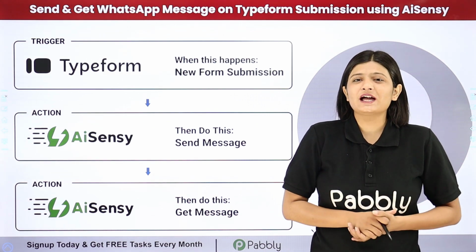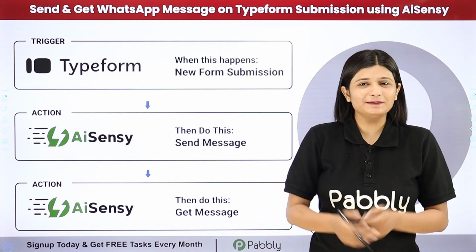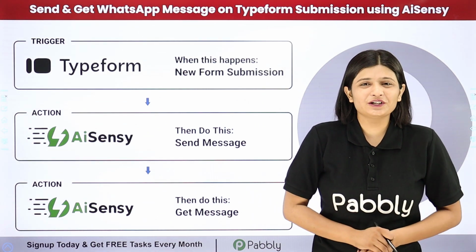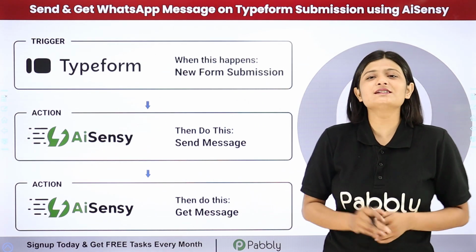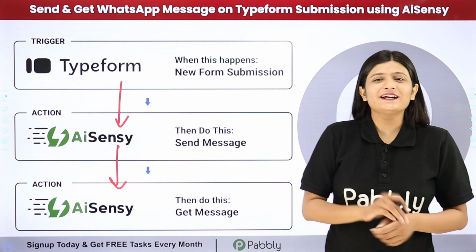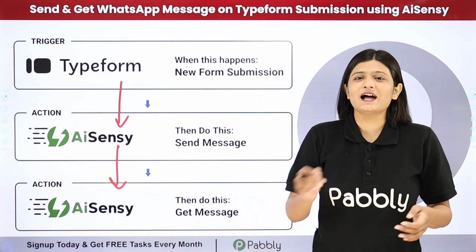Now to do this automation, I am going to use Pabbly Connect. So Pabbly Connect is an amazing automation and integration software which requires no coding or programming skills. Here I just need to build connection between Typeform and AiSensy. Pabbly Connect runs on two principles, which is trigger and action.